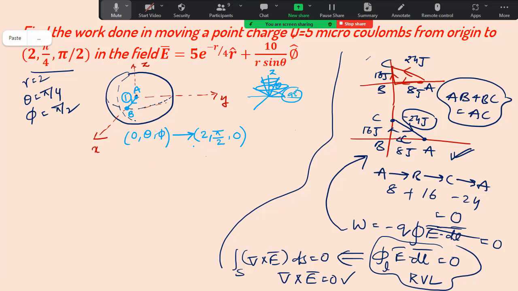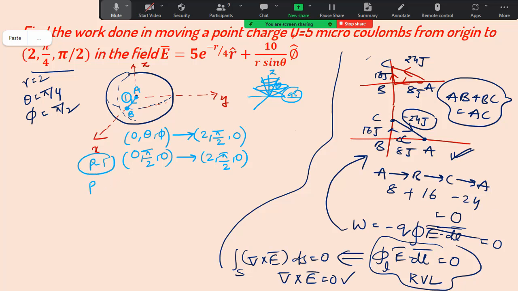But according to this line, from A to B we have to write theta and phi values for the origin also. So the exact center will be like this, 0 comma pi by 2 comma 0. This is the center. Now from the center up to the point B we have to take like this. This is path 1. First I will tell you about the paths, then later we can go for the calculations.